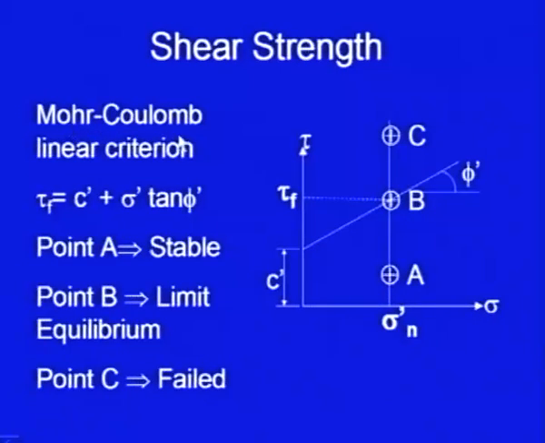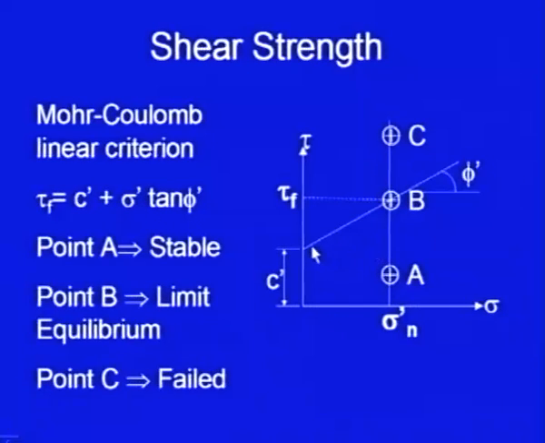The most widely used expression for this failure envelope is the Mohr-Coulomb failure criterion. This is a linear equation. The Mohr-Coulomb equation uses two parameters, c and phi, or c dash and phi dash wherever applicable. The equation of the failure envelope is given as tau f, where the y axis is shear stress, tau f is equal to c dash plus sigma dash tan phi dash. Tau f is the shear stress at failure, c is cohesion, phi is the angle of internal friction or angle of shearing resistance, and sigma is the normal stress.